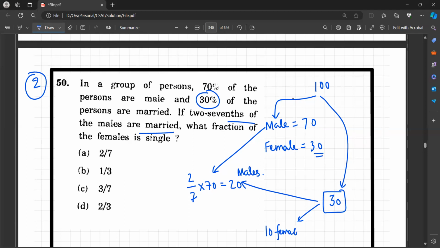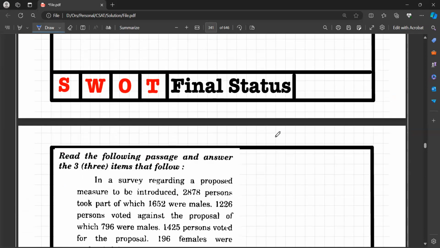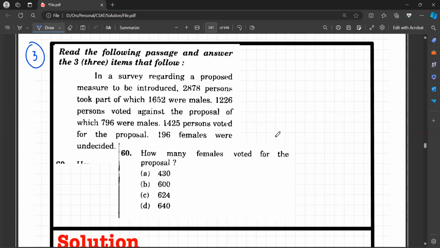Now the question is what fraction of the females are single? So if 10 females are married, then 20 females are unmarried. They are single out of the 30. So that is 2 by 3. So your answer would be 2 by 3. Coming to the next problem, that is question number 3. We have 3 items in this passage.